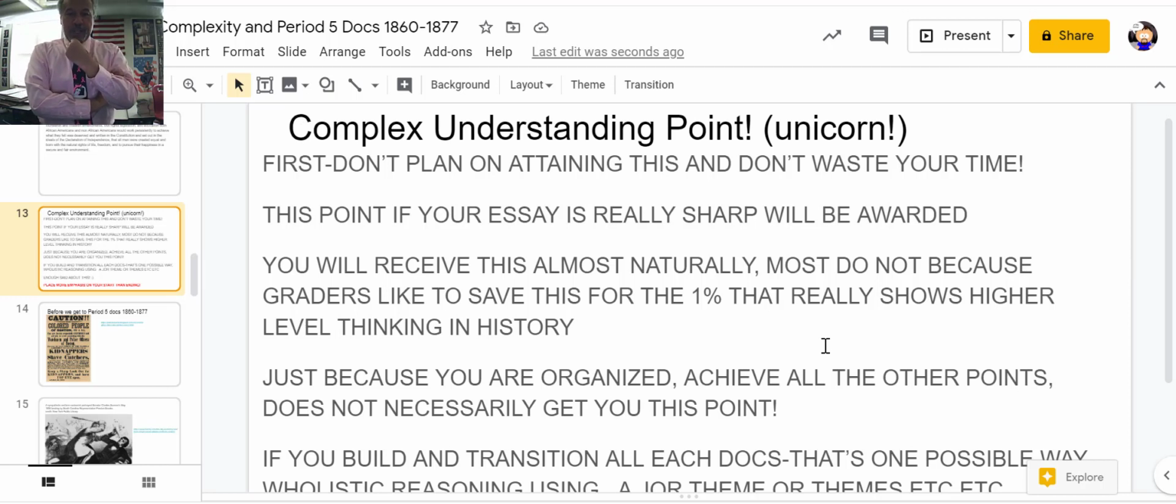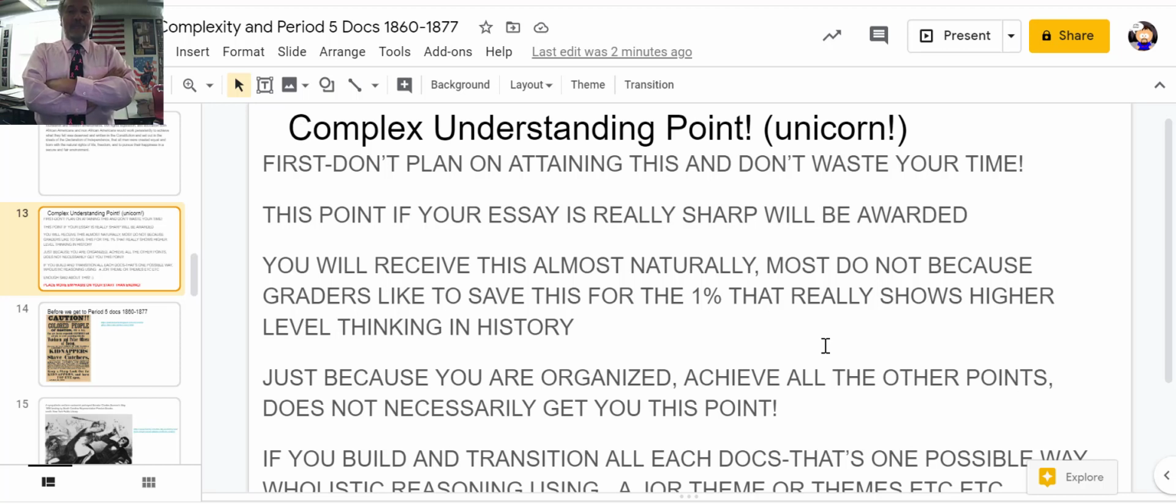Don't waste your time thinking, well, let me check my essay for complex understanding. Let it come naturally. Because if your essay has good reasoning, good thesis, good historical context, good sourcing, good integration of documents, you will get that point. Very rarely do students get this point in the past, and I don't think it should be. That's why it's said to be rare as a unicorn, almost non-existent, really, about achieving this point.